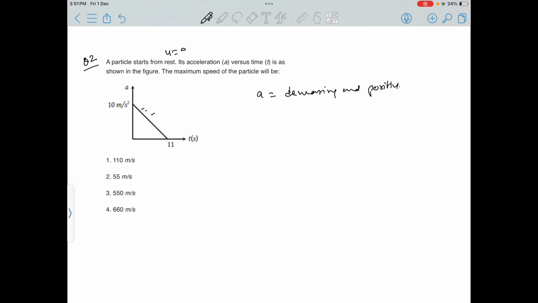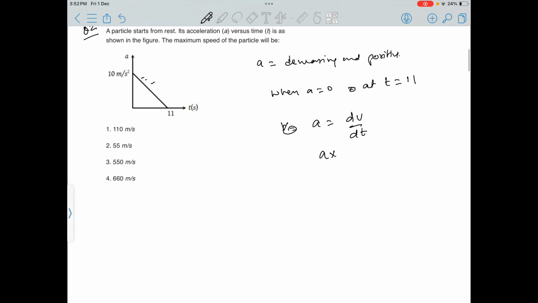So we have to find the maximum speed. The maximum speed will be when acceleration becomes 0. The acceleration becomes 0 at t equal to 11 seconds. Acceleration is dv by dt, so a into dt is equal to dv. Acceleration is changing, so that's why we are doing integration.